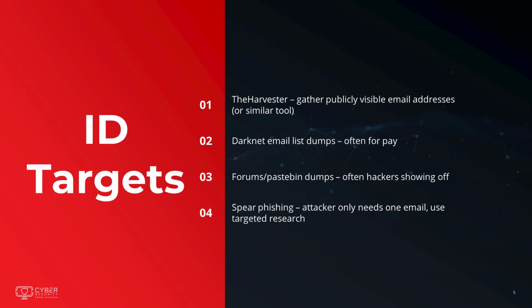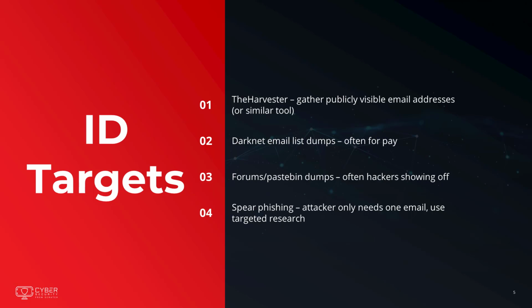To identify the target, there's a couple different ways that the red team can go about doing this. The first is to use a tool like theHarvester, which gathers publicly visible email addresses associated with a particular domain. Another technique, which is usually used by the bad guys, is to buy email list dumps off the darknet, often for some nominal amount of cryptocurrency. And this can be either just a dump of all email addresses with no filtering whatsoever, just some sort of basic sanity check to see that they're valid, or it can be for a particular organization. There's honestly a ton of variation in how this actually plays out.